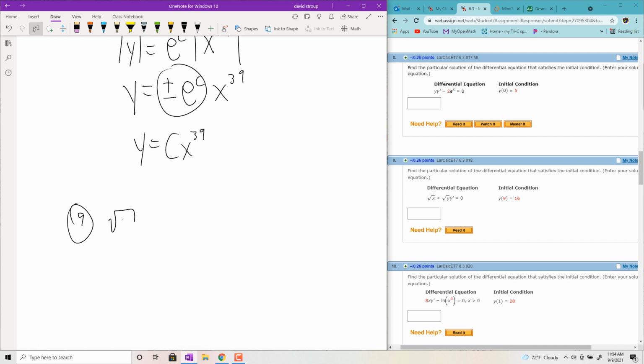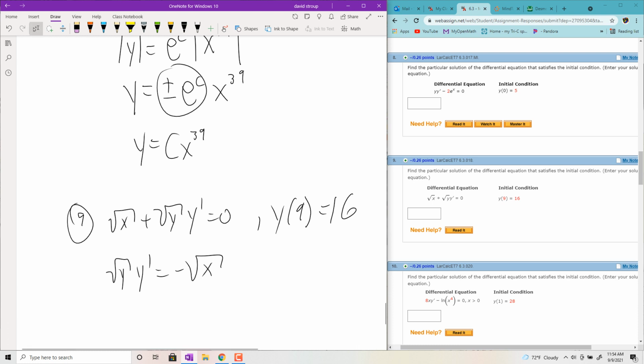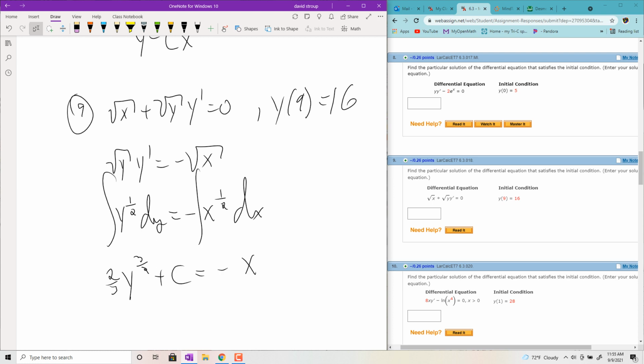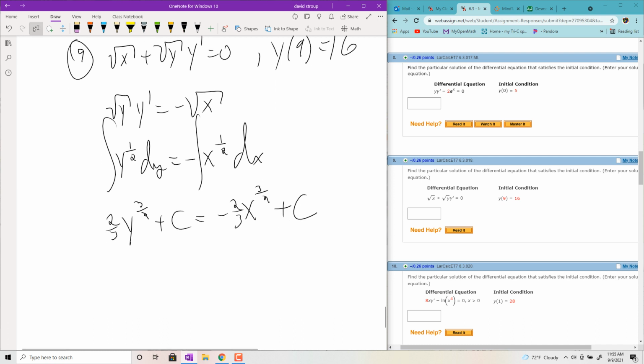Number 9, square root of x plus square root of y prime is 0, and then initial condition y of 9 is 16. So I'm going to go square root y prime equals negative square root x. And then I'm going to separate and rewrite the exponents. Right? So dy equals negative x to the 1/2 dx. Integrate. So y to the 3/2 times 2/3 plus c equals negative x to the 3/2 times 2/3 plus c. And to make it look a little prettier, combine the c stuff on one side, move the x to the other side, multiply everything by 3/2. You end up with x to the 3/2 plus y to the 3/2 equals c.